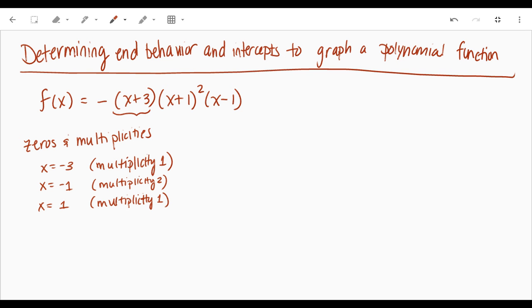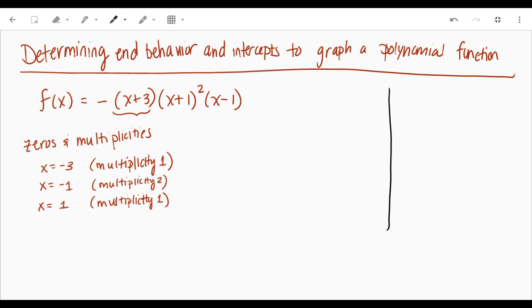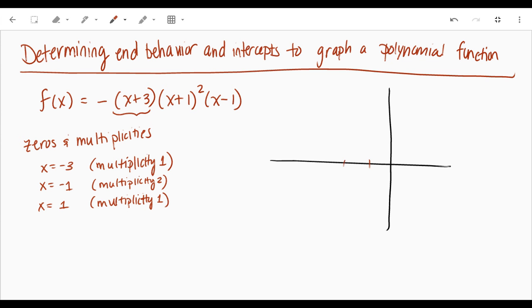So I'm going to start graphing to the right actually. At x equals -3, we're going to have a 0. At x equals -1, we're going to have a 0. And at x equals 1, we'll have a 0. Now, the next thing is you have to figure out what's going on at those zeros.